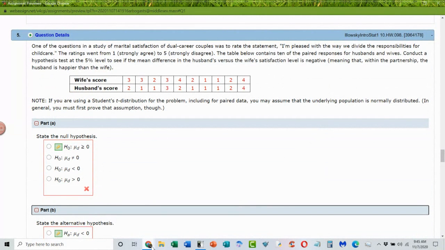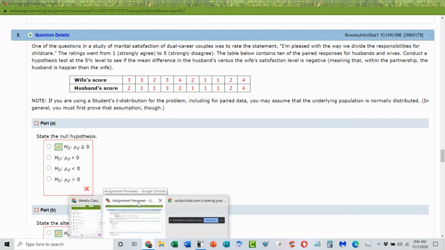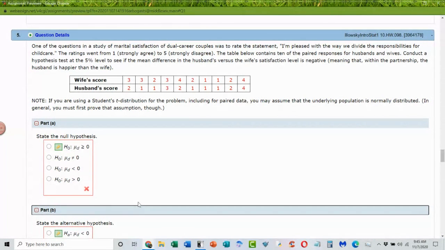Yes. I don't understand why you put husband score in L1, wife score in L2. It's supposed to be on top of the first one, right?